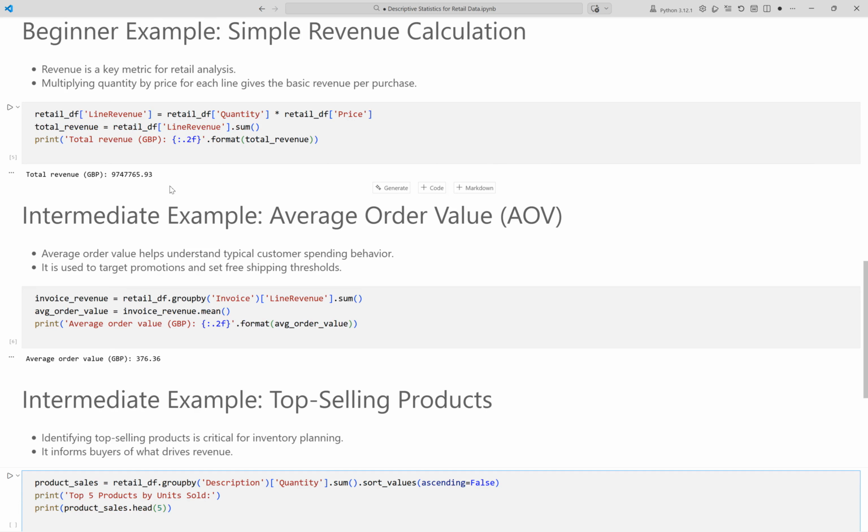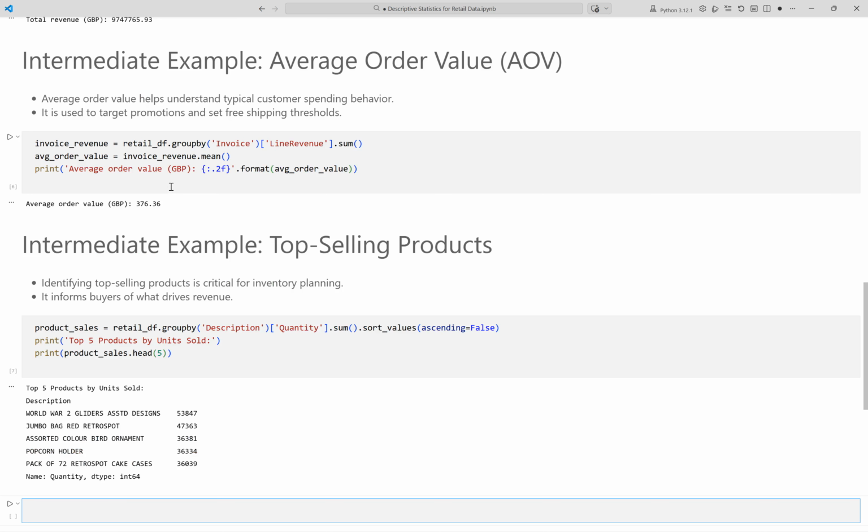Running the cell now. This output shows the top 5 best-selling products based on total units sold, highlighting which items generate the most demand. Notice the descending order, with World War II gliders ASSTD designs leading at 53,847 units, indicating its strong contribution to sales. This summary helps inventory planners focus on stocking high-demand products to maximize revenue.